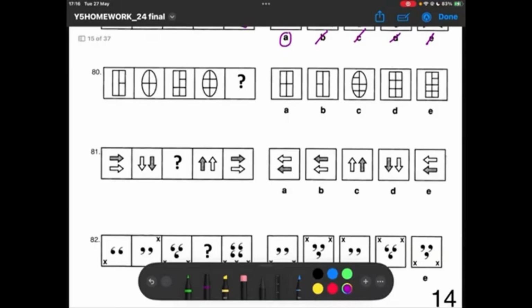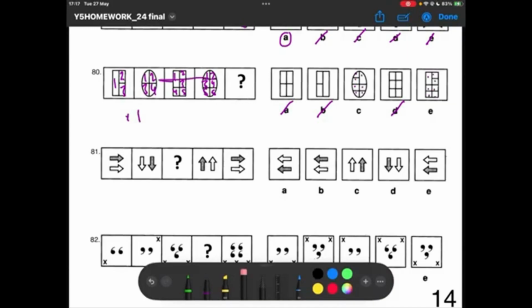Next question. So here we've got 1, 2, 3 sections. 1, 2, 3, 4. 1, 2, 3, 4, 5. 1, 2, 3, 4, 5, 6. So it increases by 1 each time. So in the next one, there's going to be 7 sections. So that's got 4, that's got 3, that's got 6. This has got 1, 2, 3, 4, 5, 6, 7. So they both got 7.